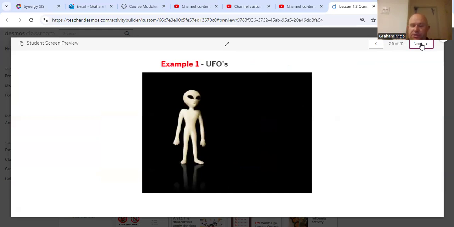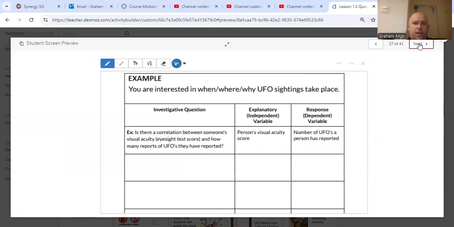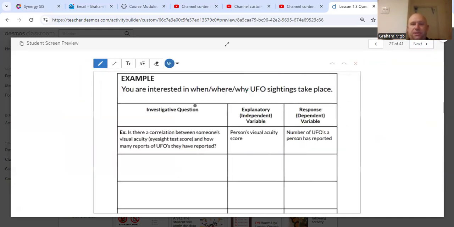So, formulating questions. The first one was UFOs, unidentified flying objects, I guess the correct name. Basically, supposedly the ships that aliens travel on if they're coming to visit Earth. Here was an example of a question that somebody asked. You're interested in when, where, and why UFO sightings take place. You have to think of a question that you could investigate and then think about what two variables you could look at so you could make a scatter plot and see if there is indeed any correlation there.